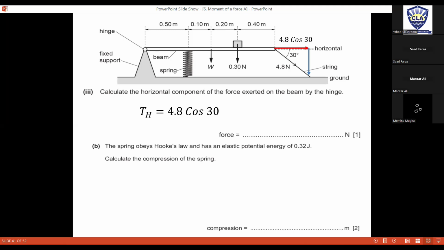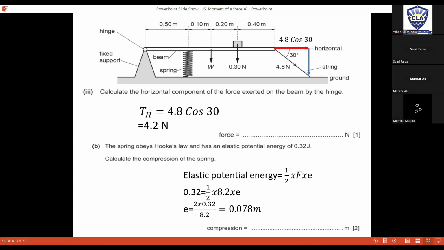They have told us that elastic potential energy is 0.32. What is the compression? We know the force, and elastic potential energy is given by the formula half F into e. 0.32 joules, force was 8.2. From here we can find out the value of the compression. This is the formula of elastic potential energy.